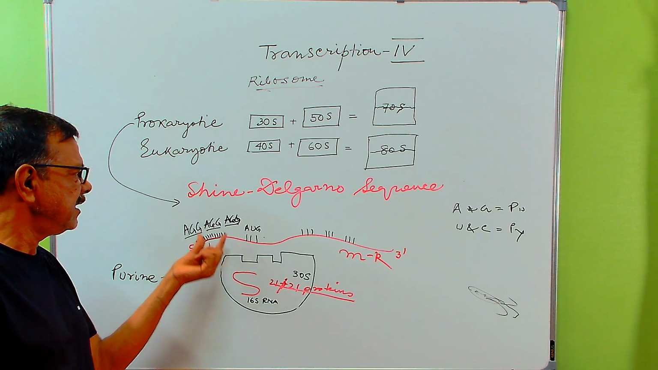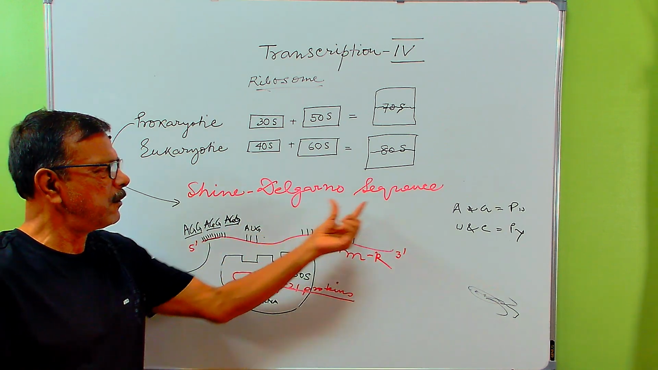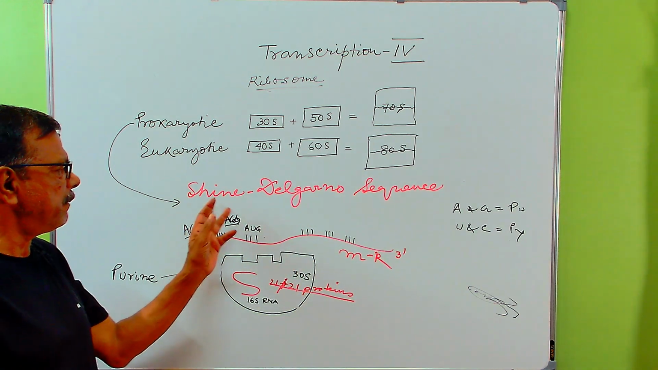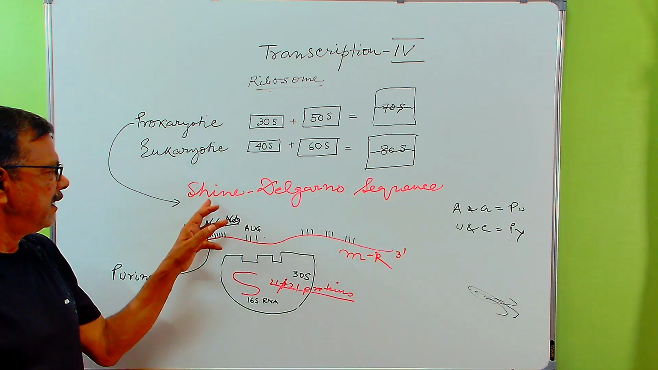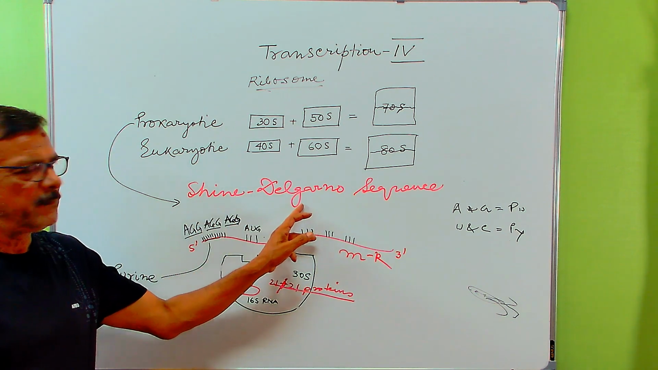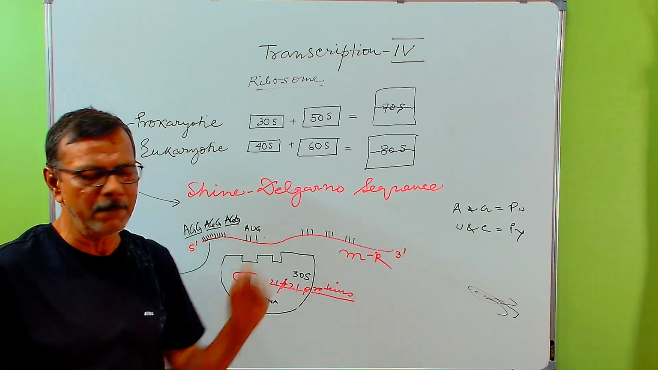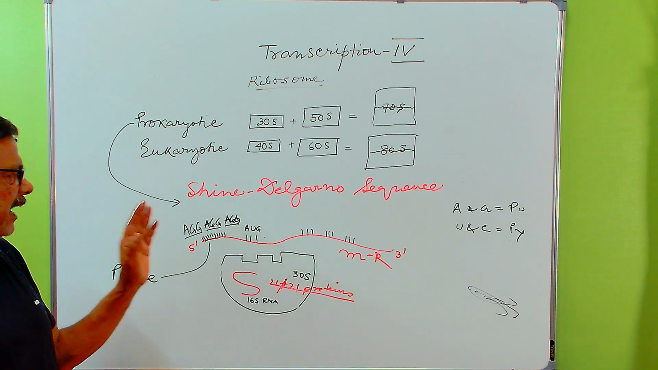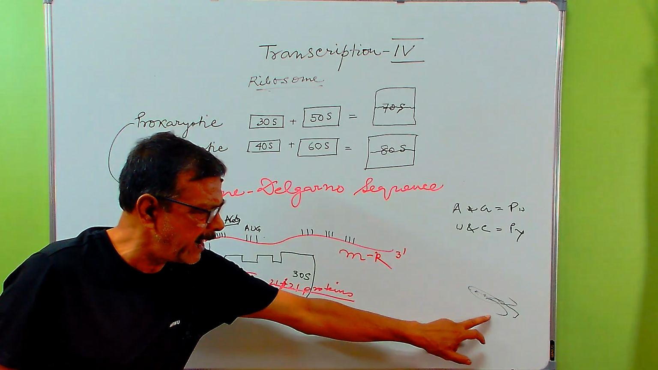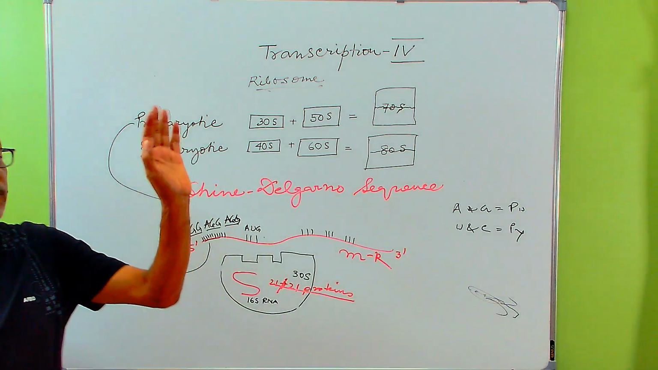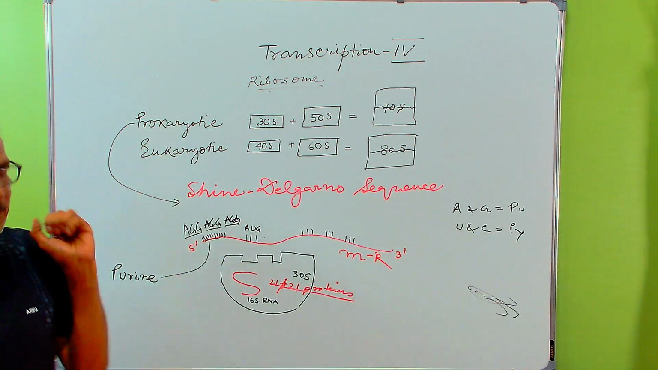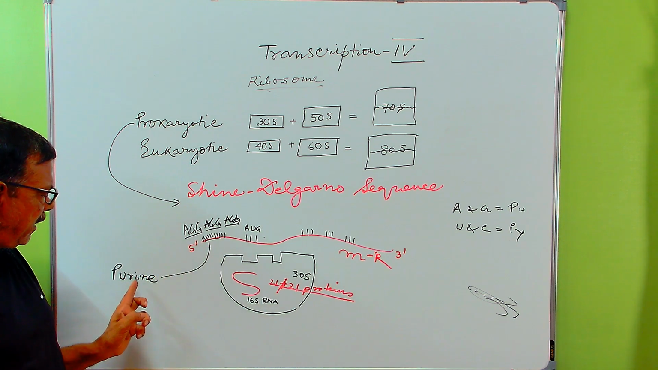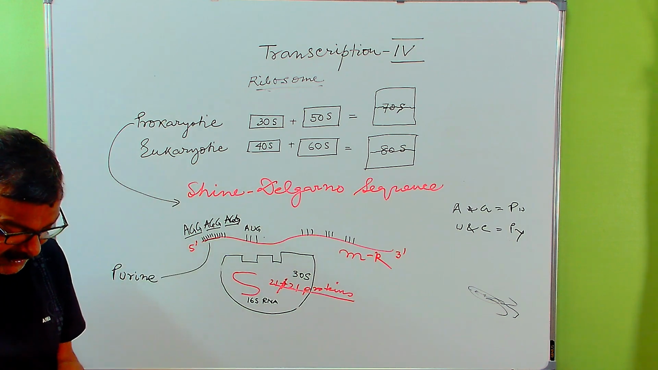This sequence is known as Shine-Dalgarno sequence, named after the discoverers of this sequence, Mr. Shine and Mr. Dalgarno. So this is Shine-Dalgarno sequence, which is a sticky area, and it acts as an anchor or like hooks during protein synthesis, and this area is full of purine. They do not get translated.